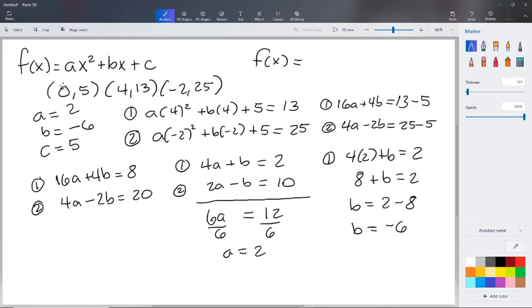we can finally answer this question to begin with, which is to write the equation out. And the equation is 2x squared, that's our ax squared, minus 6x, that's our bx, and then finally plus 5, that's the c value. So we got our equation. That was the whole goal of this exercise. It took a little bit of work, one elimination and one substitution to get there, but in the end, we got what we needed to get.